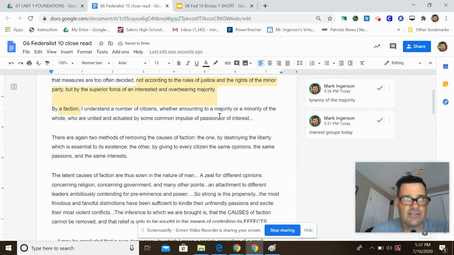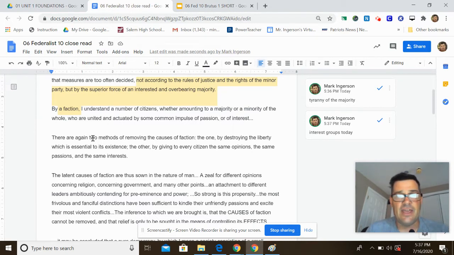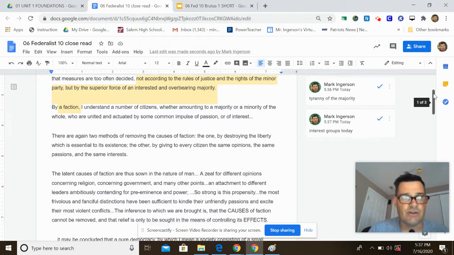So, what about these factions? There are again two methods of removing. So basically, he's saying factions are bad, and they get a hold of government and they try to destroy the rights or livelihood of the minority group. And I don't mean minority in terms of race or culture. I'm talking about minority just in terms of you voted for the person who lost. All right, and they destroy the rights of these people. By the way, it could potentially mean race, but in this case, he's talking more general.